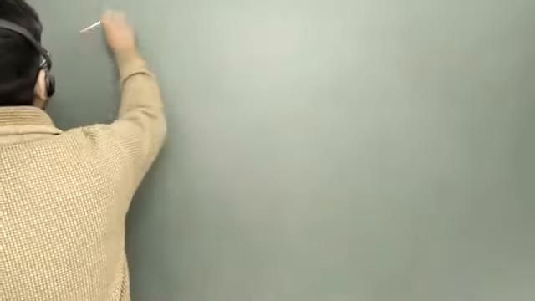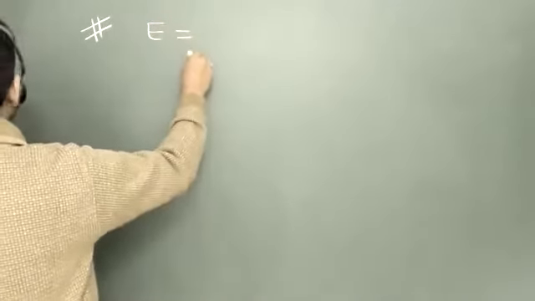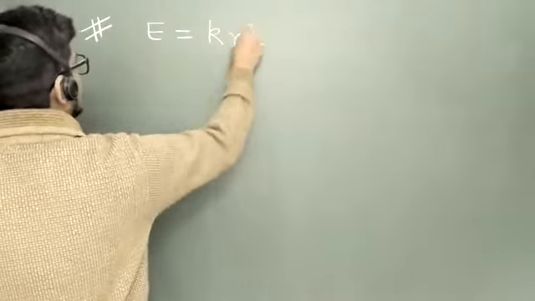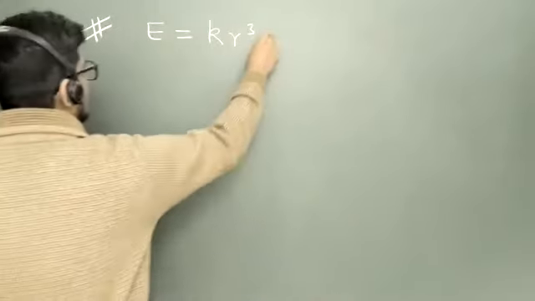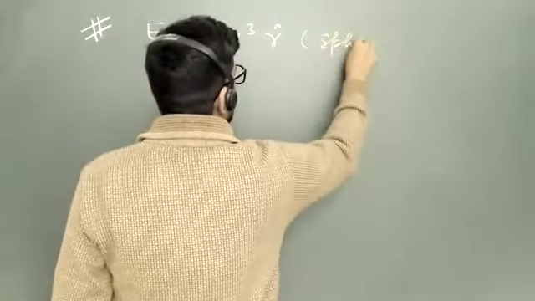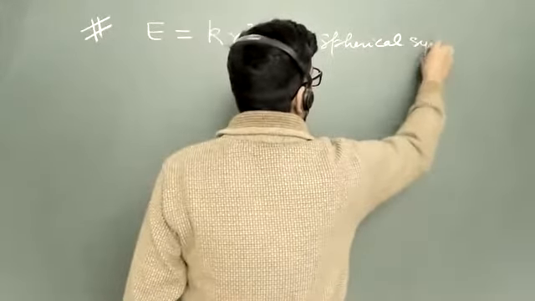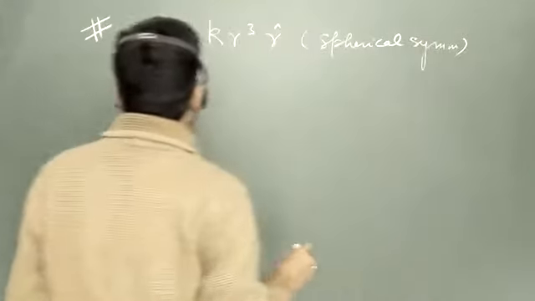So the first question is like this. First question that I am taking is, the system is spherical in symmetry and some electric field profile is given. So some profile is given like this: E is equal to k r cube r cap, and it is given that it is spherical in symmetry. Okay, so spherical symmetry is already given.